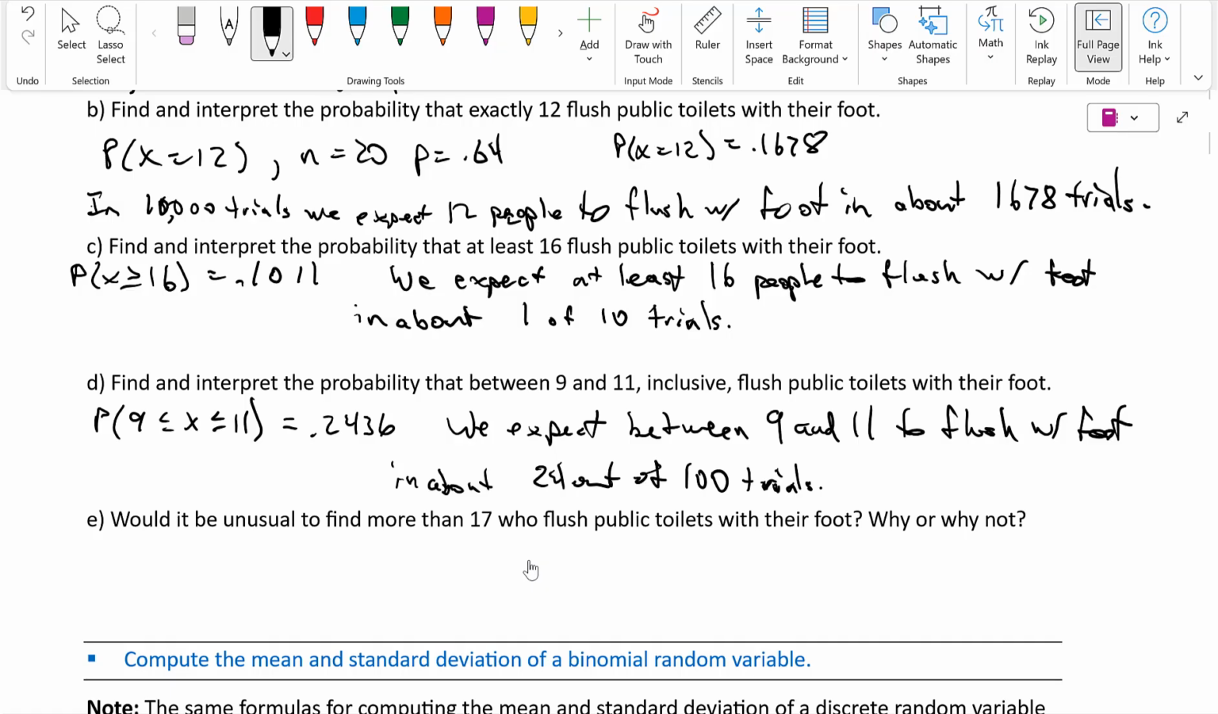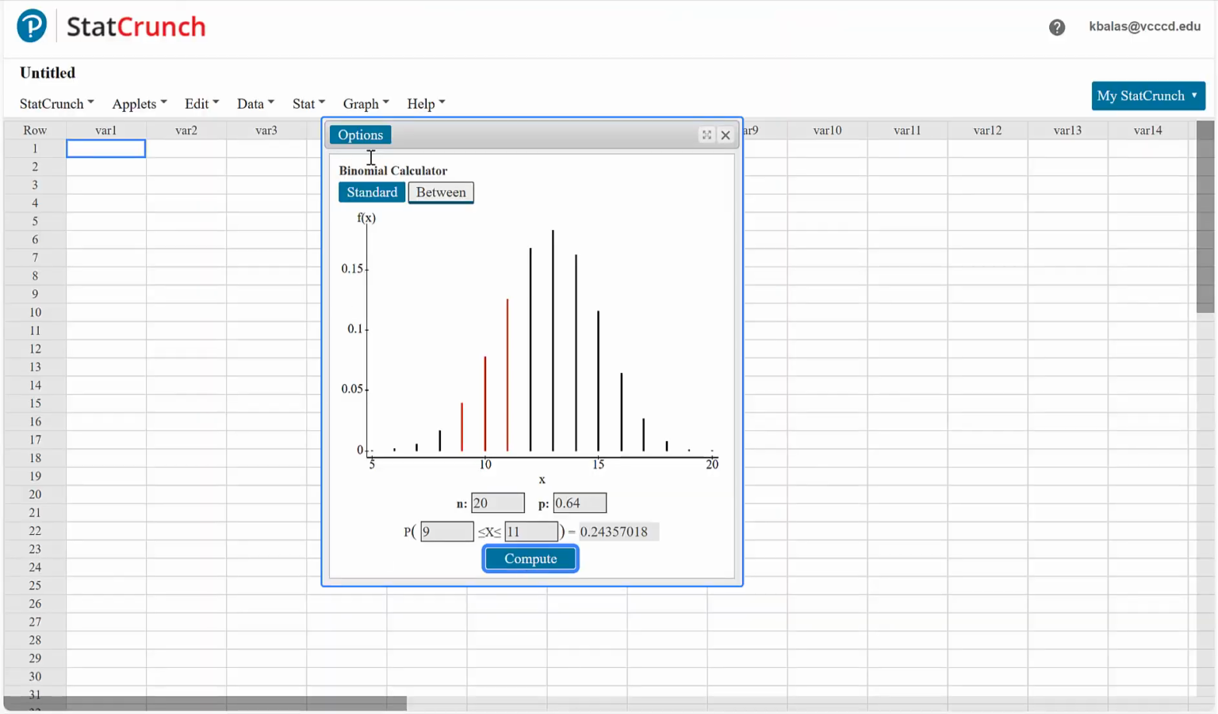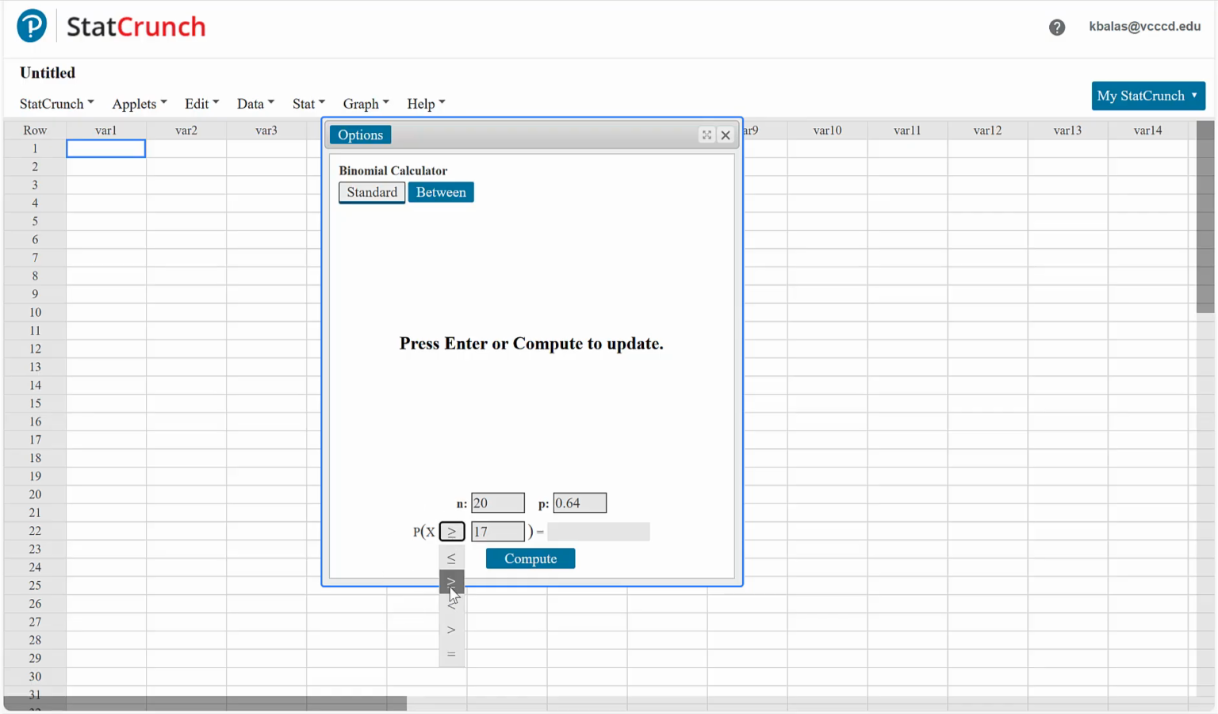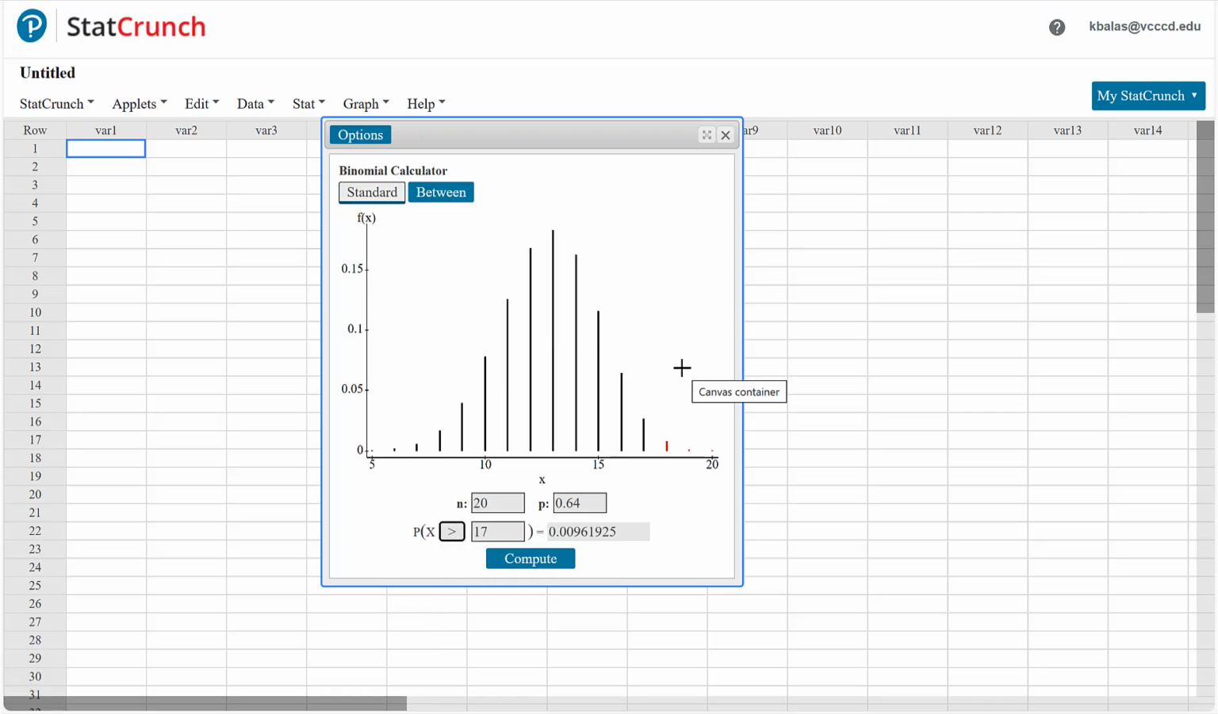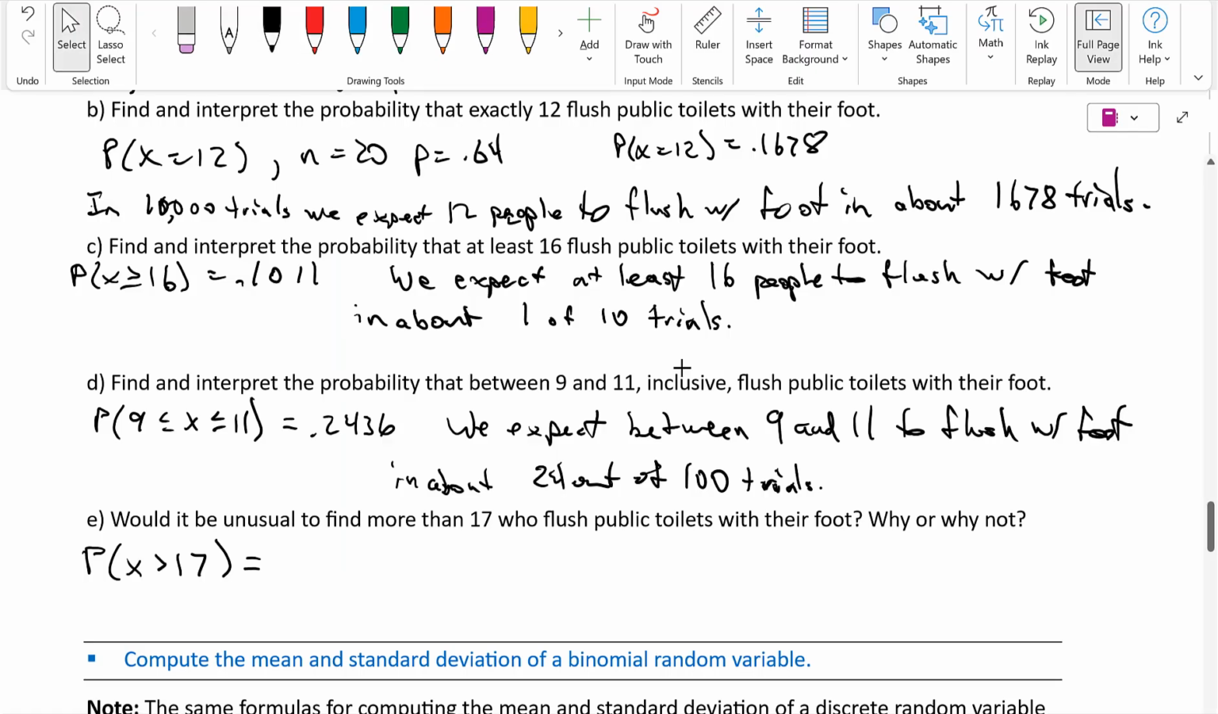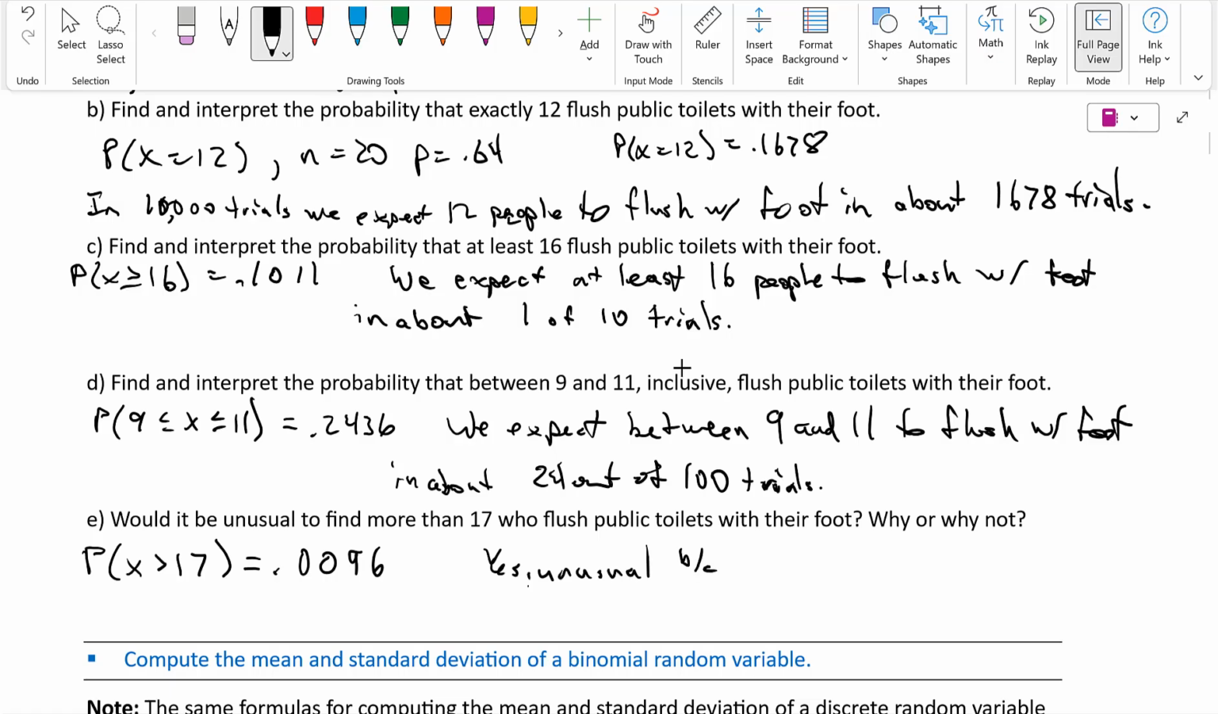For E, we have, would it be unusual to find more than 17 who flush public toilets with their foot? Why or why not? So our probability of X being strictly greater than 17, more than 17. We can go back to our standard calculator, put in the 17, and change it to strictly greater. And we'll compute 0.0096 there for our probability. And as we have done with probabilities before, we would say, yes, this is unusual because our probability that X is greater than 17 is less than 0.05.